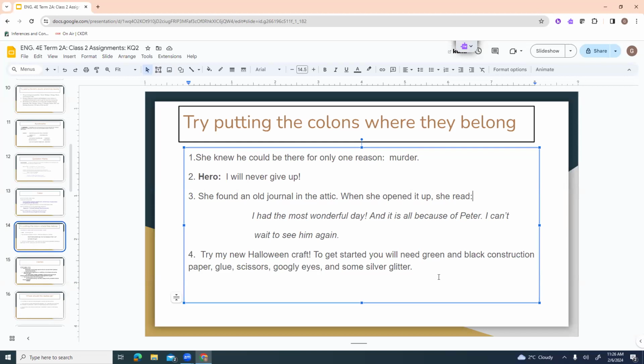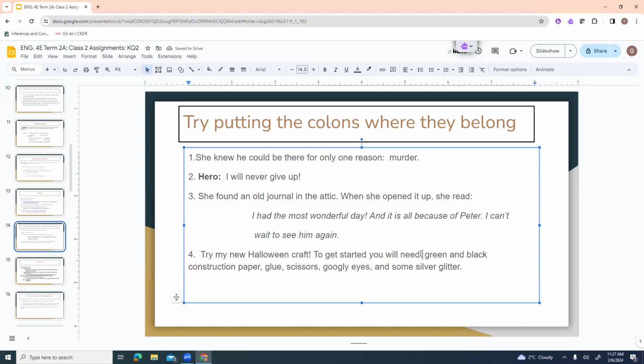Try my new Halloween craft. To get started, you will need: green and black construction paper, glue, scissors, googly eyes, and some silver glitter. Okay, so I tried to use my voice to show you where the colon was. To get started, you will need, and then I'm introducing my list. Green and black construction paper.